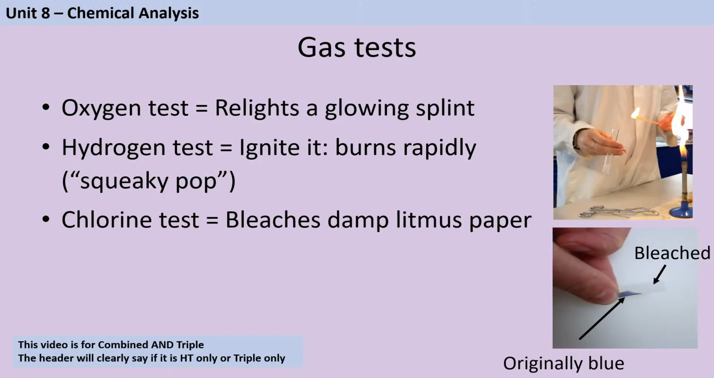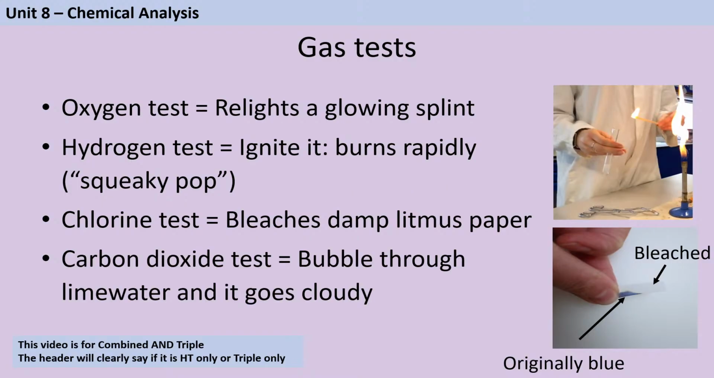Now you need to be careful, particularly if you're doing triple science, because chlorine and chloride ions are not the same thing as each other. So if we're testing for chlorine, then we need damp litmus paper. In other words, it needs to be wet, and it doesn't matter what colour it is. I know some of the revision guides say it needs to be red or it needs to be blue. Literally does not matter. The reason it works is that when chlorine dissolves, it makes bleach, and so it will bleach it whatever colour it is, but it does have to be wet.